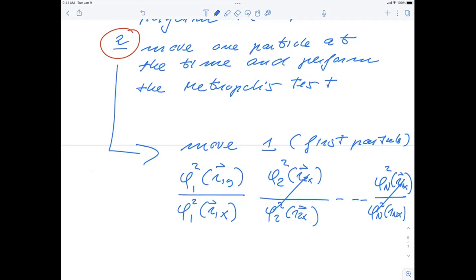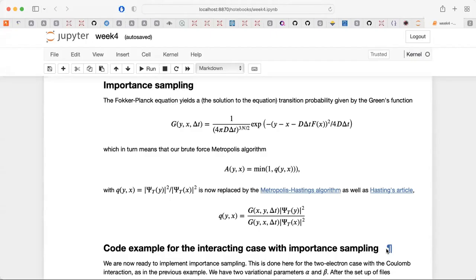So let's go back to the Jupyter notebook then. And I'm going to show you this example and how we can implement it.